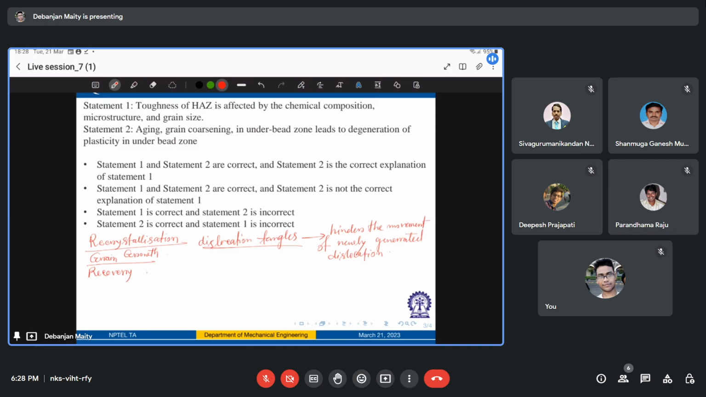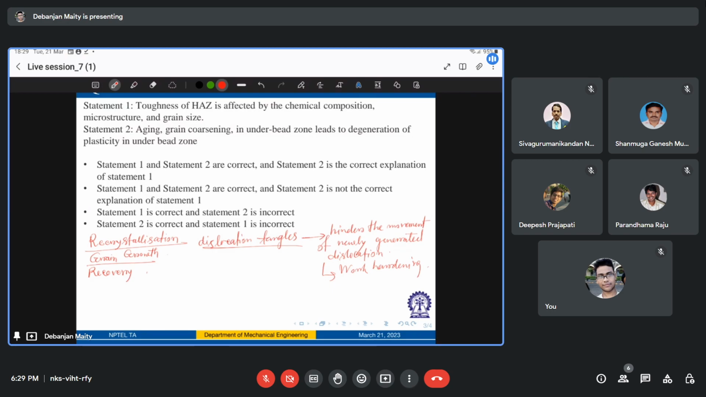What is this mechanism called? What I told just now is called work hardening, right? Now, most of the energy expended in work hardening appears in the form of heat, right?